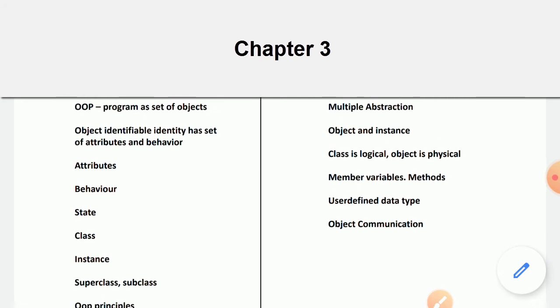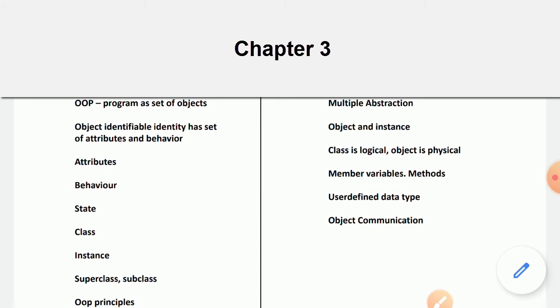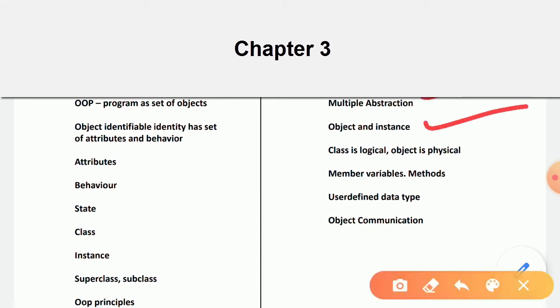So these were the 4 principles. We have seen abstraction, we have seen object and instance, they are the same thing, and we have seen that class is logical, object is physical. I've touched upon member variables and methods.